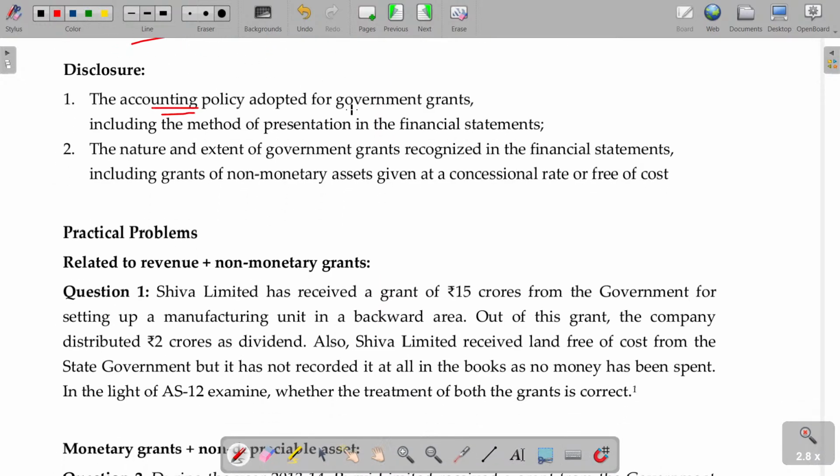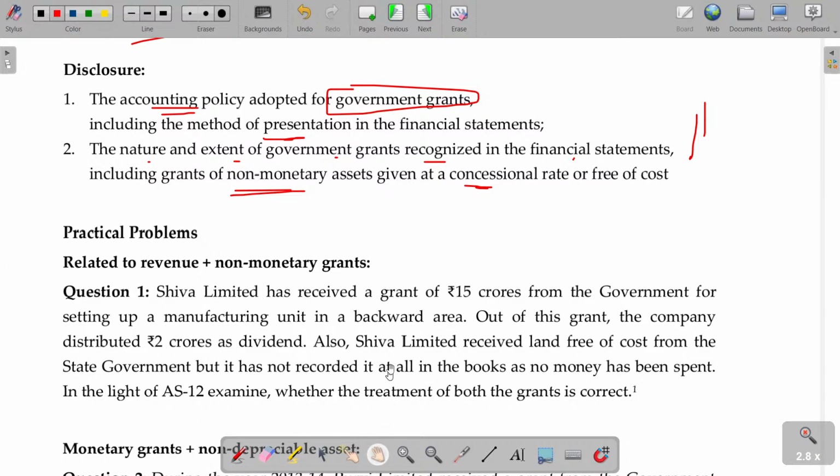Now what about the disclosure? The accounting policy adopted for the government grants should be disclosed, whether it's the revenue method, net method or capital approach, including the presentation. Now, the nature and extent of government grants recognized in the financial statements. How much you recognize? Though the government grant you received is 40, you credit in your P&L account only 18 this year. You have to state the reason, including non-monetary assets given at concession rate. Everything you have to disclose in the notes to accounts.